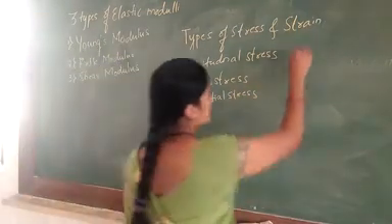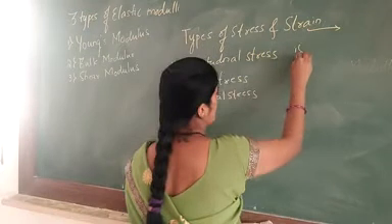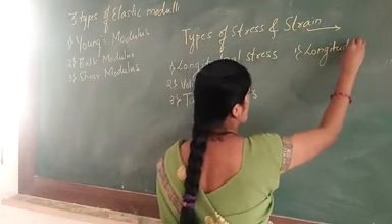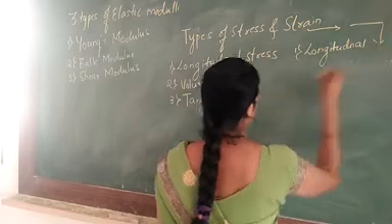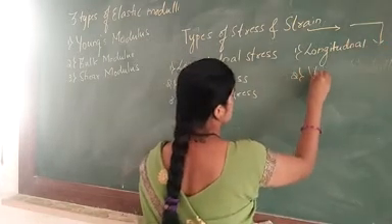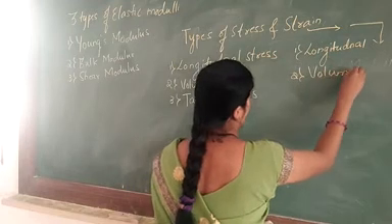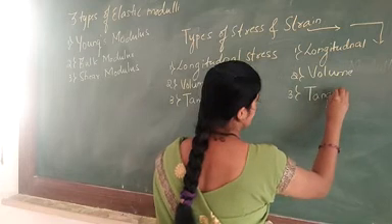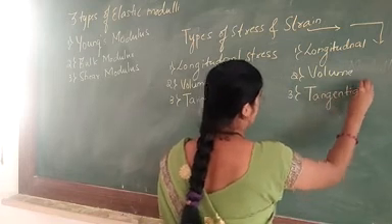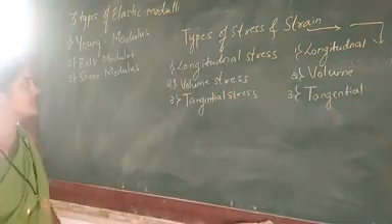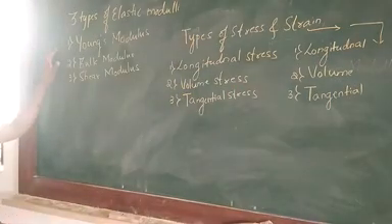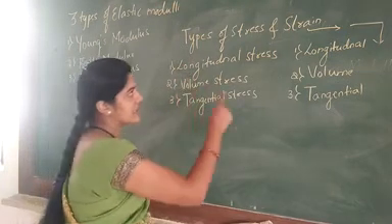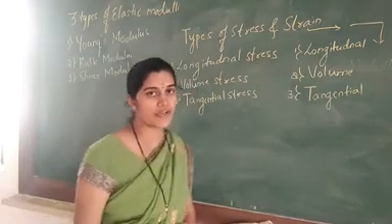Now in the strain we again study three types. First one is longitudinal strain. Second, volume strain. And third one is tangential strain. Now, by using this, we can define all these three types of elastic modulus. In the first case, we have taken longitudinal stress, and in the strain, we are considering the longitudinal strain.